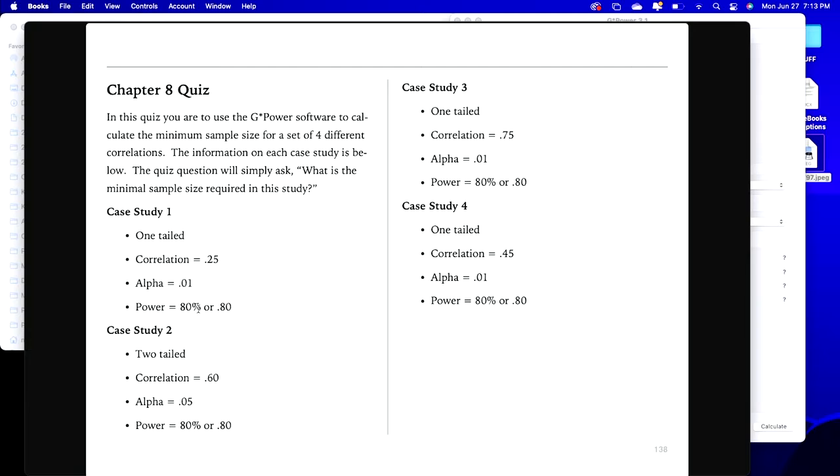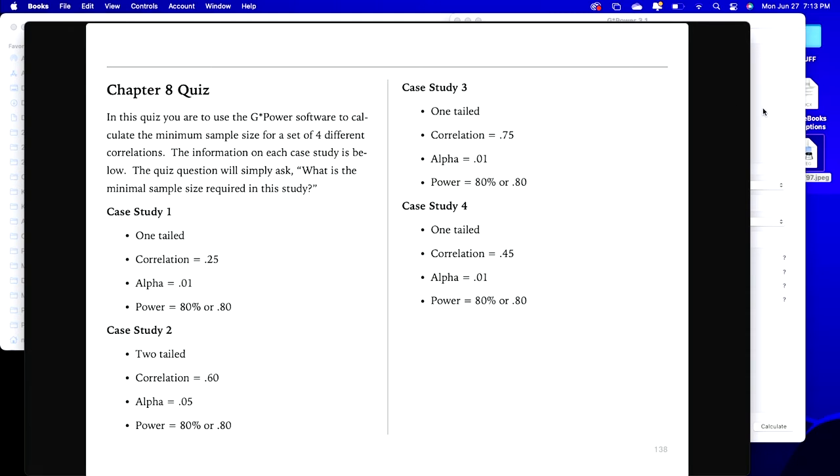80% is considered the minimum statistical power that your test should have if you're going to make some conclusions about it. So we're going to keep that constant across all of these, and you'll see that through each one of these problems, I've moved from a two-tailed test, I've changed the correlation, I've kind of switched around the alpha between 0.01 and 0.05 here.